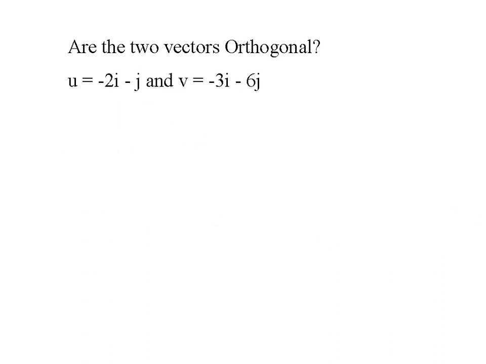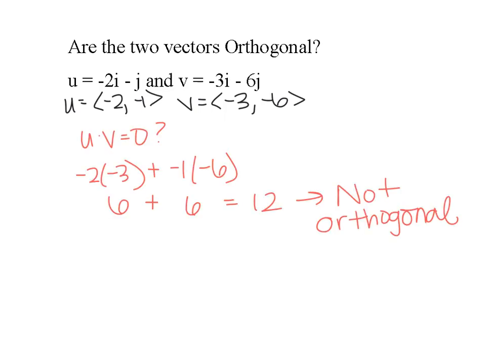Are these two vectors orthogonal? I'm going to have you do this one on your own, but to help get you started, let's get these into component form. So u is -2, -1, and then v is -3, -6. Go back and review how we found that in the last one, and then come back to this slide if you need to, and give this a try and see if these two are orthogonal.